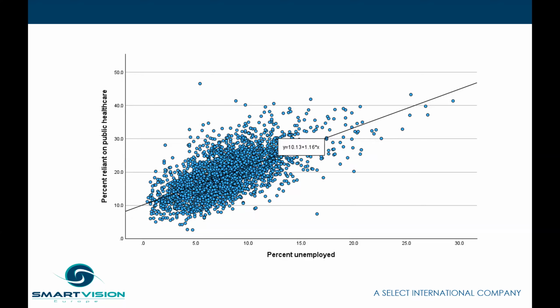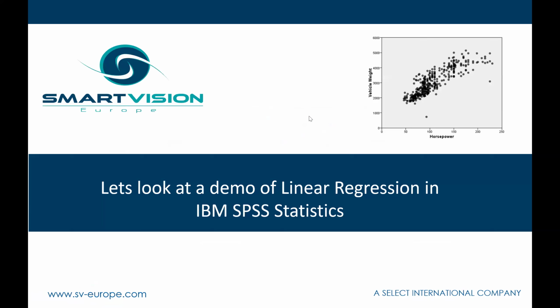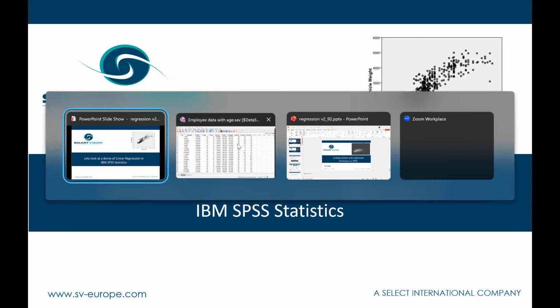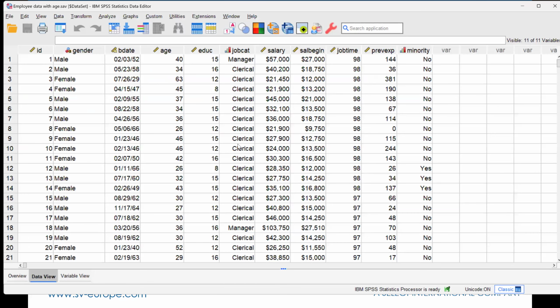But for a simple linear regression, where you just got one variable against another variable, it will give you the actual formula itself. So let's look at a demo of linear regression in IBM SPSS Statistics. We're going to jump out here. We're going to look at our employee data set. I use this data set a lot because it's a really easy data set. Everybody understands it, and it's got a really nice mix of variables in it.